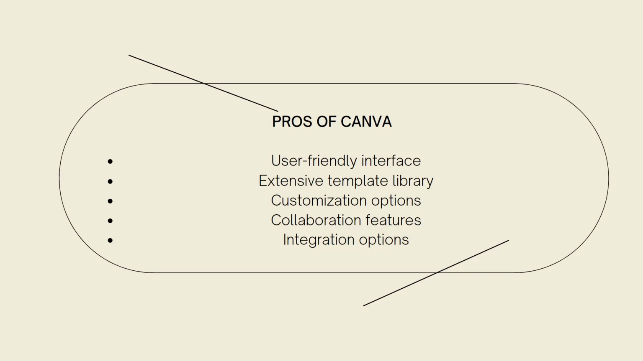Now for the customization options. You can easily customize templates, fonts, colors, and design elements to match your branding or personal style. Next, we have the collaboration features. Canva allows multiple users to collaborate on designs, making it suitable for team projects or remote collaboration. Lastly, we have the integration options. Canva seamlessly integrates with various platforms and social media networks, making it easy to access and share your designs.